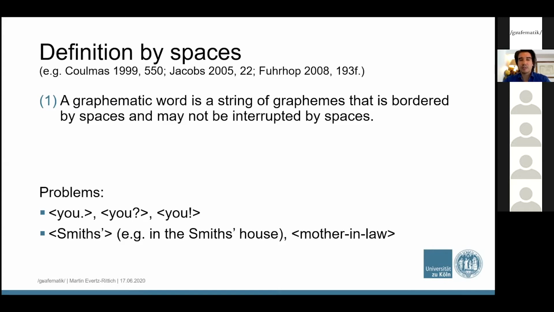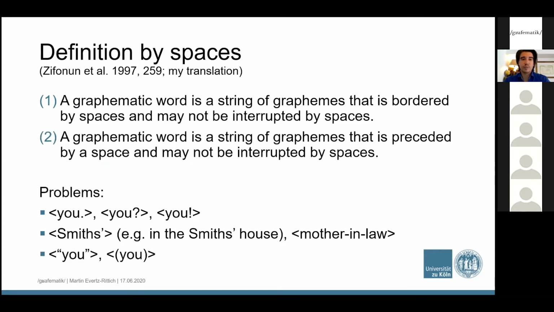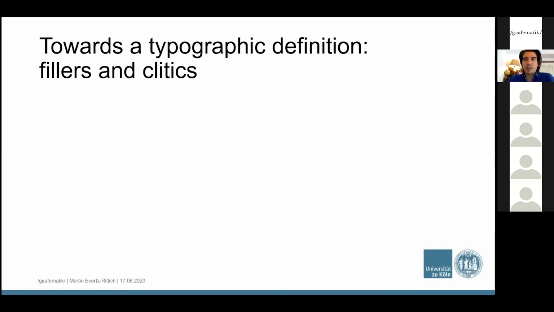There have been alternatives to this definition, for instance by Zifonen et al. They said a graphematic word is a string of graphemes that is preceded by a space and may not be interrupted by spaces. So they shift the focus from both ends of the word to the beginning of the word. Still, there are problems like the last line you see below, "you" in quotation marks or "you" in brackets. Still, we don't know whether these are graphematic words, or maybe they are not graphematic words, but I think that is undesirable. So how can we improve that?